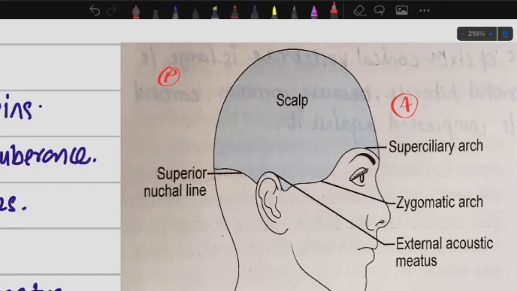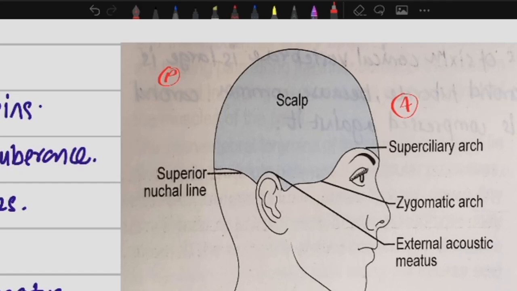Now let us try to appreciate the same extent in this diagram. Anteriorly the scalp is extended to the superciliary arch or the supraorbital margins, whereas laterally it is extended till the zygomatic arch and the external acoustic meatus, whereas posteriorly to the superior nuchal line or the external occipital protuberance. So this is the extent of the scalp.